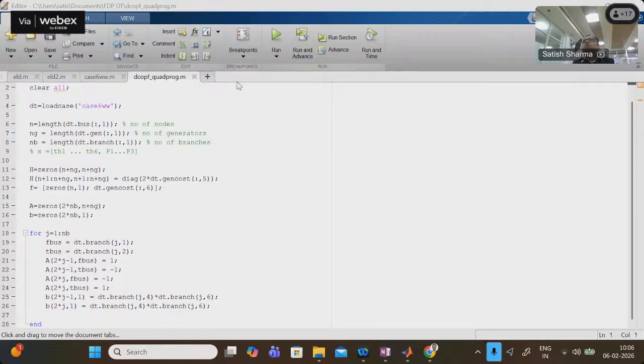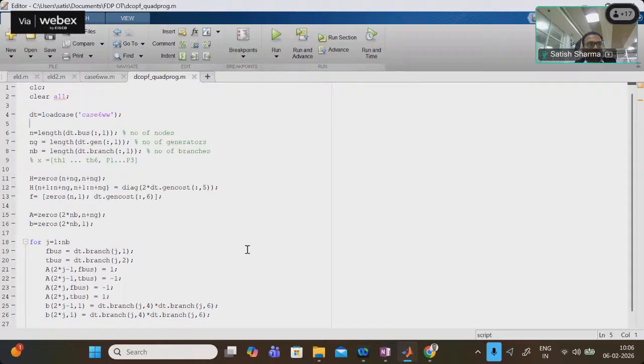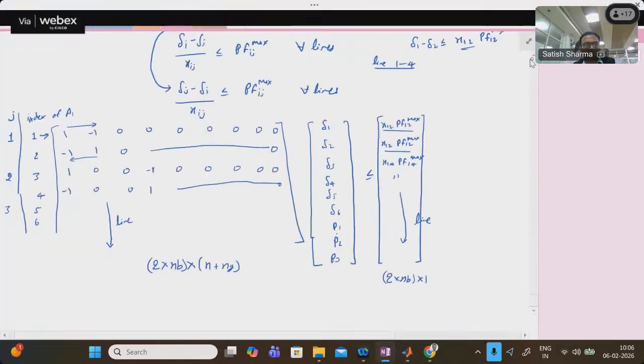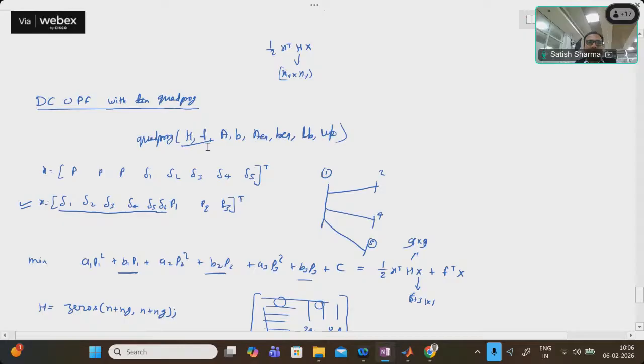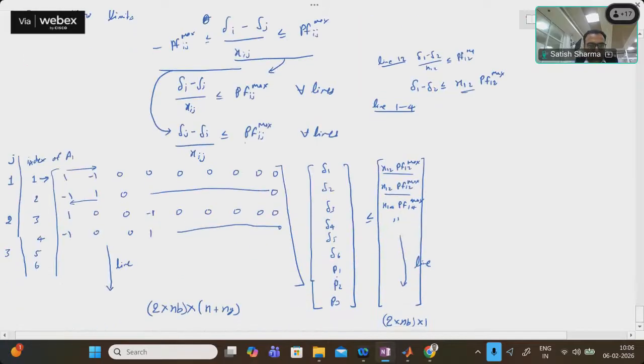Good morning. We basically discussed in the last session how we can write the program for DCOPF, and we were using the quadprog function. In quadprog, we have to define certain parameters. For quadprog, we have to define H and F. So far we were able to define H, F, A, and B. This was already discussed.